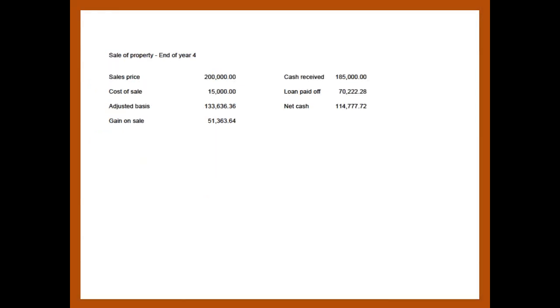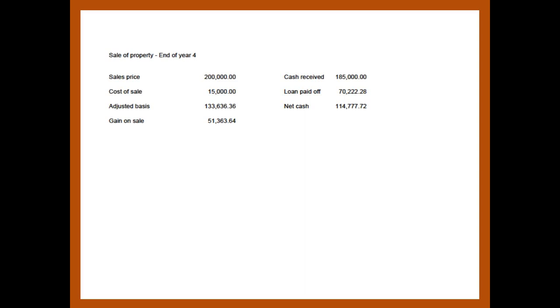So we're going to make some assumptions. We're going to assume that the property has appreciated, and it's now worth $200,000. So if you recall, we bought it for $150,000, and we're going to assume it's worth $200,000 now. We're going to pay $15,000 of sales costs, commissions, escrow, title, all those normal things when you sell. Our adjusted basis in the property, as you saw earlier, was the $133,000. So that was the cost of the $150,000 that we paid for it, less those 4 years of depreciation we've been taking.